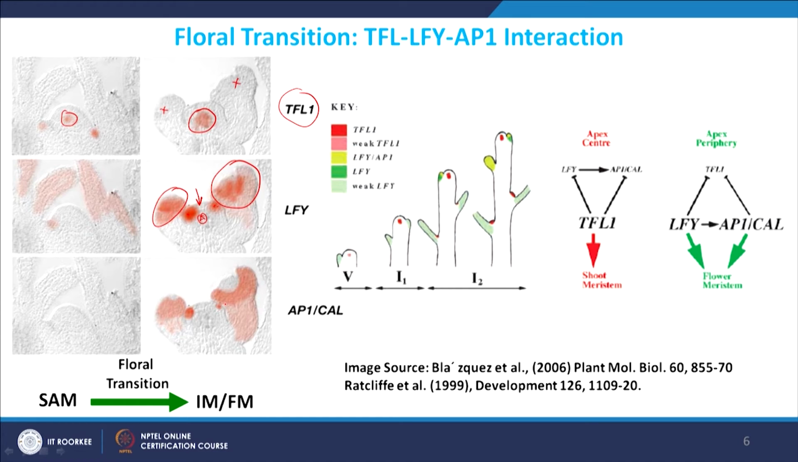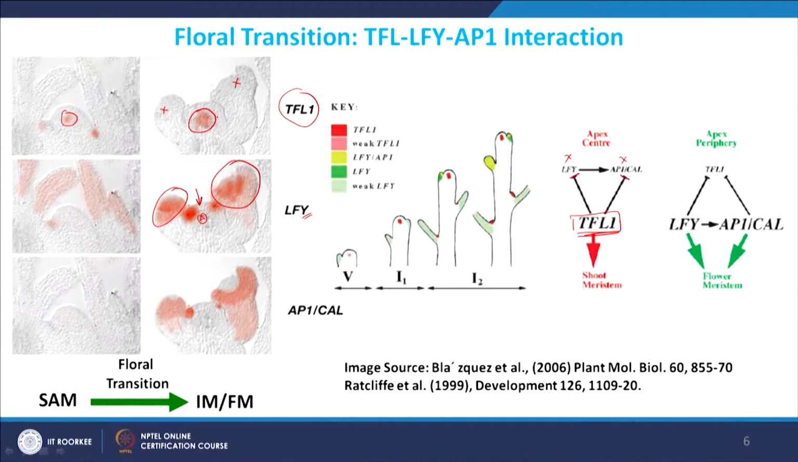So, what happens actually? At the center, if you look at this region, you have a high amount of TFL1 expression, and you have very low or less amount of LEAFY expression. And when you have a high amount of TFL1, it represses both AP1 as well as LEAFY in the center region. And since you do not have LEAFY, you do not have AP1, which means that you cannot assure any floral meristem identity in the center. So, this helps in maintaining inflorescence meristem identity at the apex.